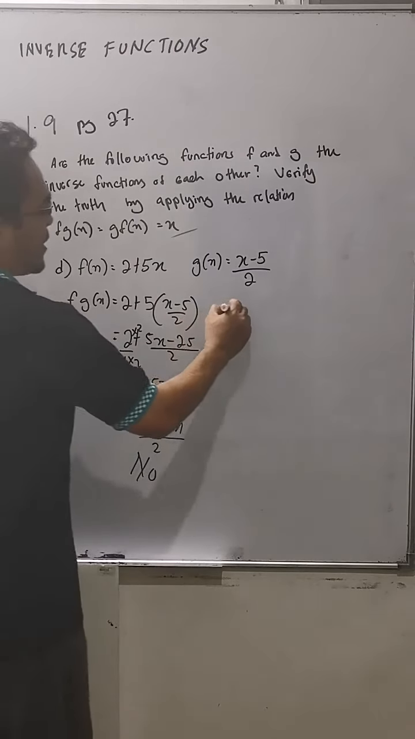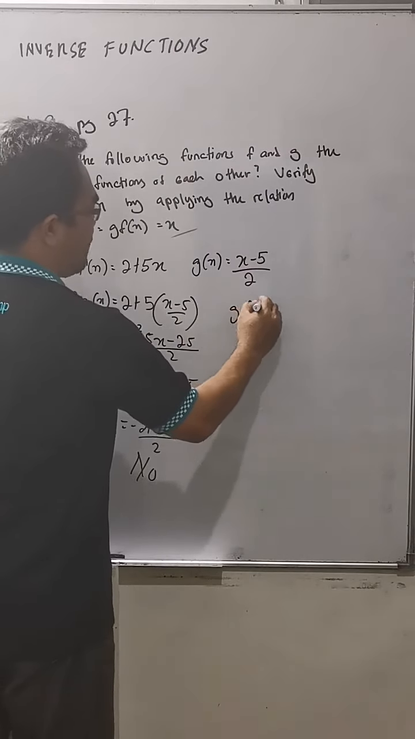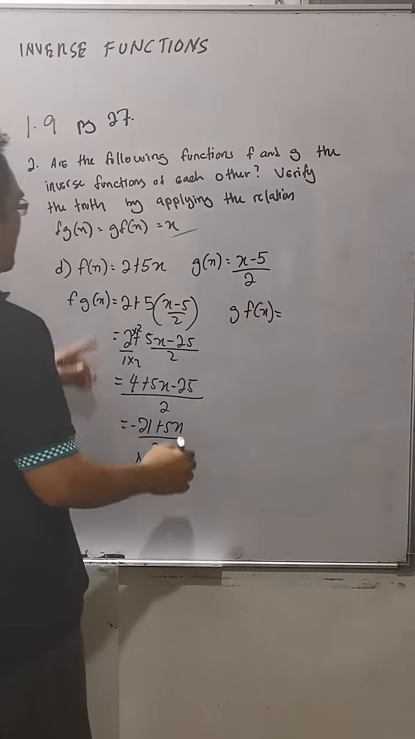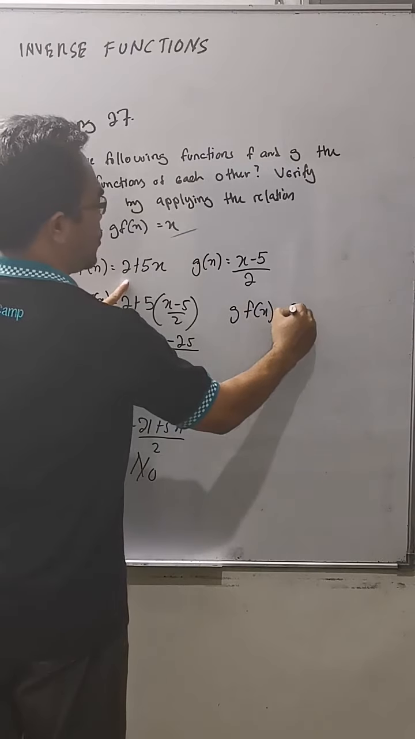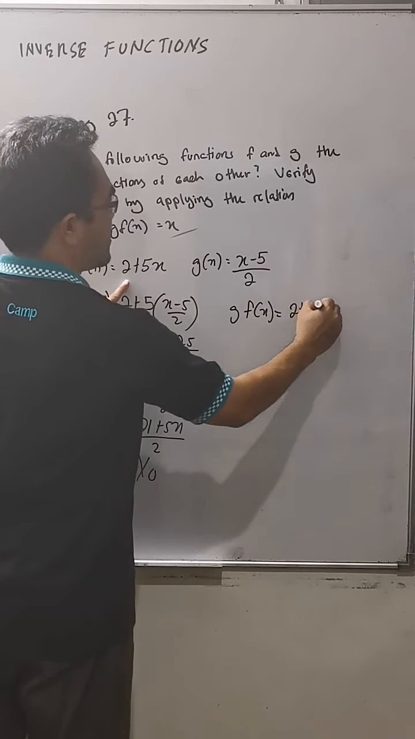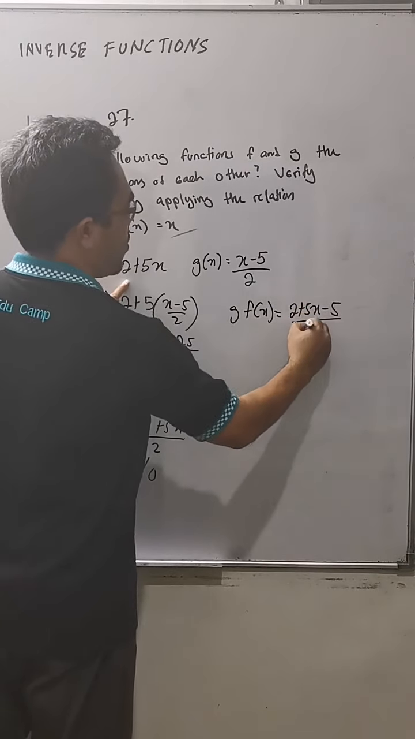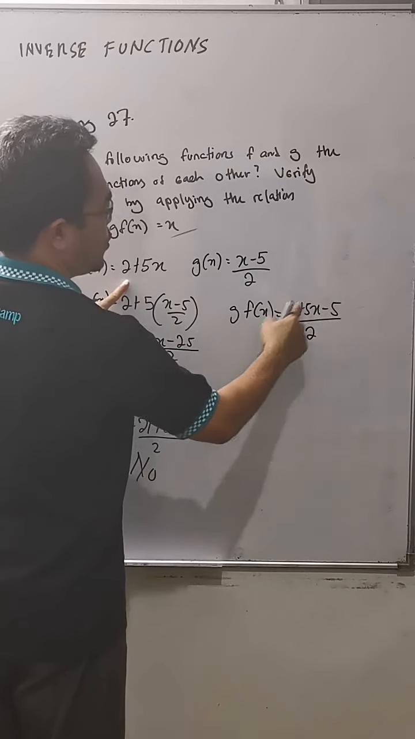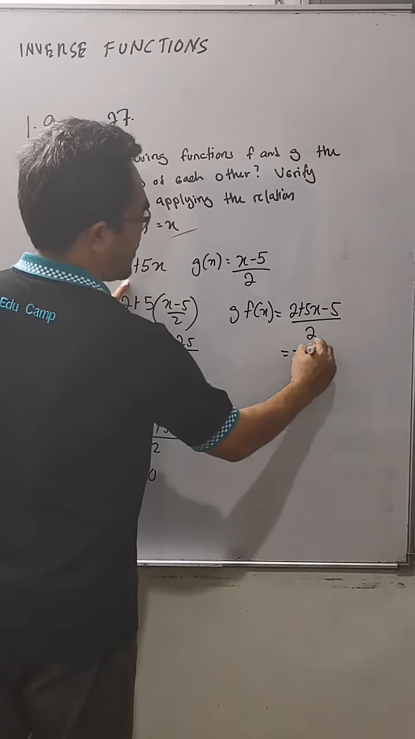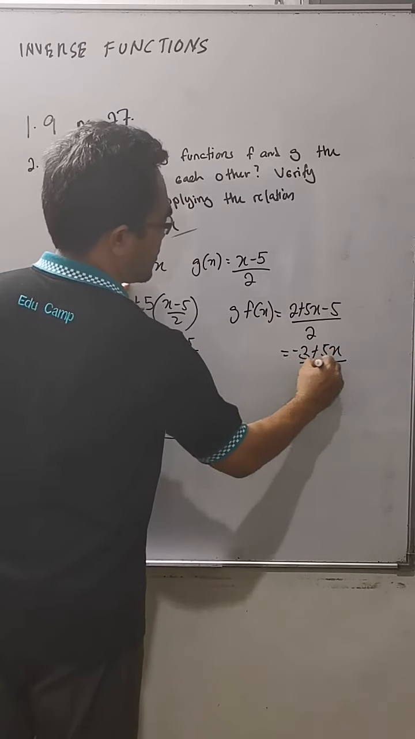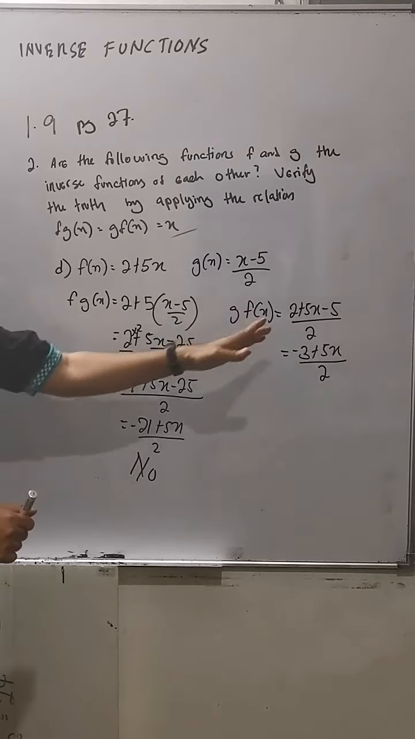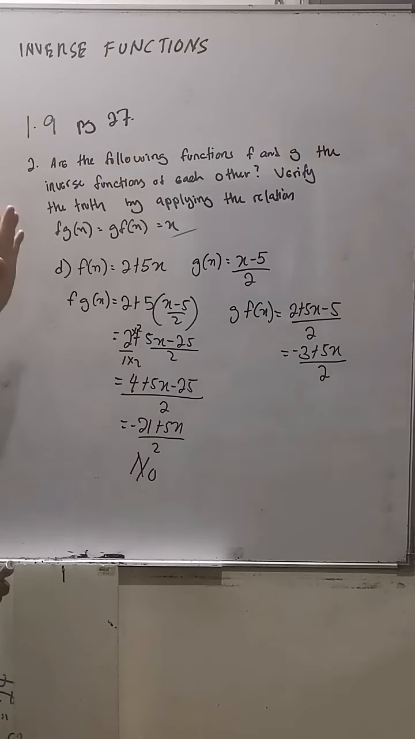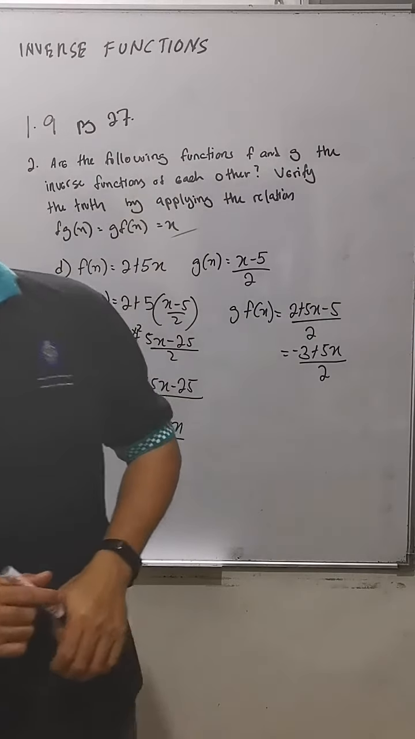Anyway, we still find g(f(x)). Substitute this where x is. So 2 plus 5x minus 5 over 2. So 2 minus 5 is negative 3 plus 5x over 2. Okay? So as long as the answer is not x, it means f is not the inverse of g, g is not the inverse of f. Okay?